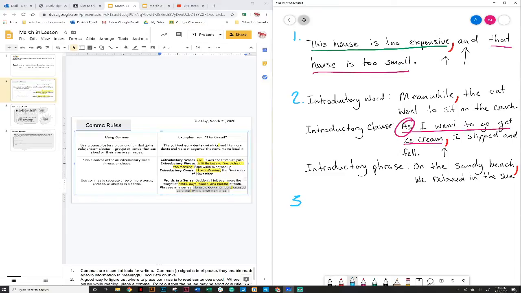All right, the third comma rule: using commas to separate items in a series. So it could be like this. Do you like chocolate, comma, vanilla, comma, or strawberry? You see how all the commas separate the items.